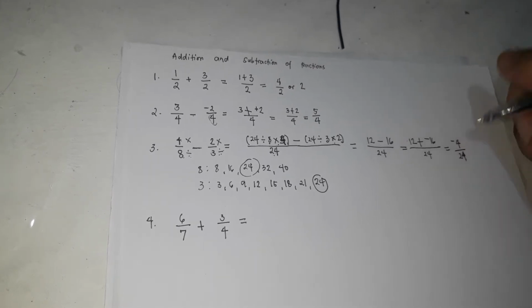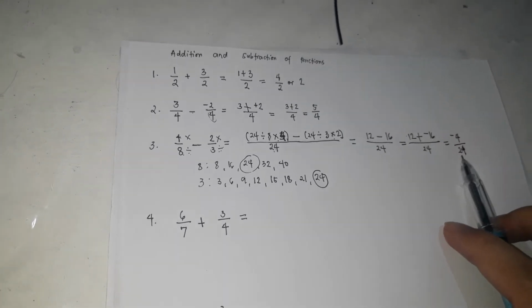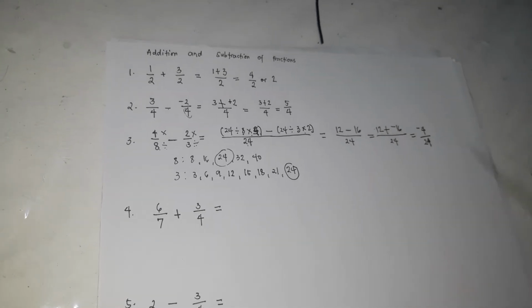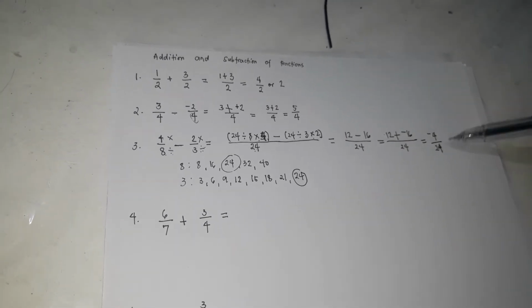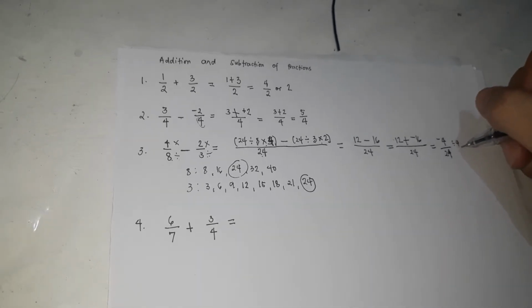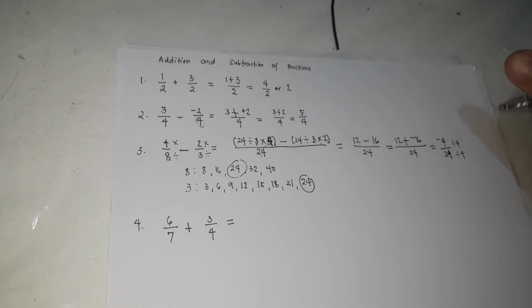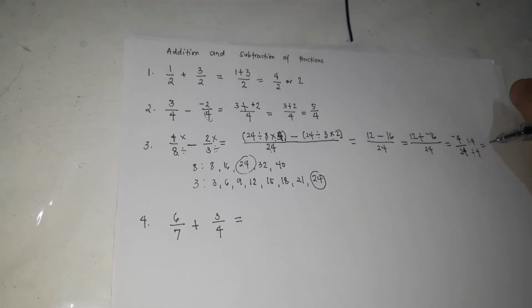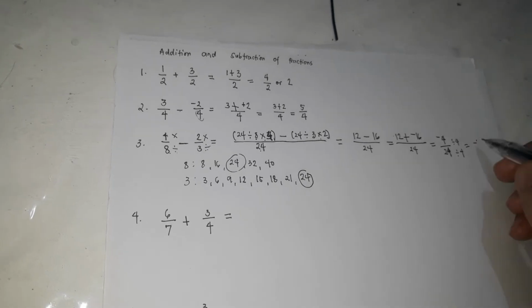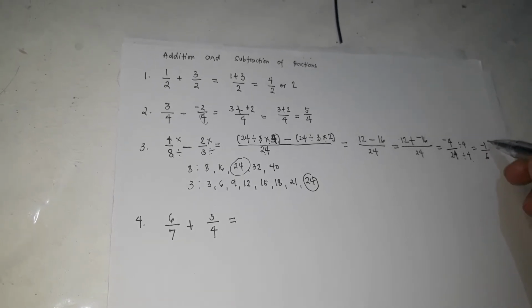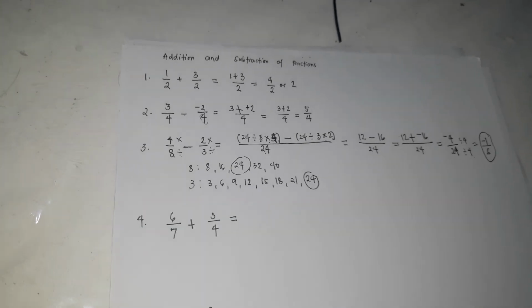Can you still make this a simple fraction? It's not in its simplest form. What number can divide both 4 and 24? Yes, it's 4. So divide by 4, divide by 4. So negative 4 divided by 4, it's negative 1. And 24 divided by 4, it's 6. So the lowest term is negative 1 over 6.